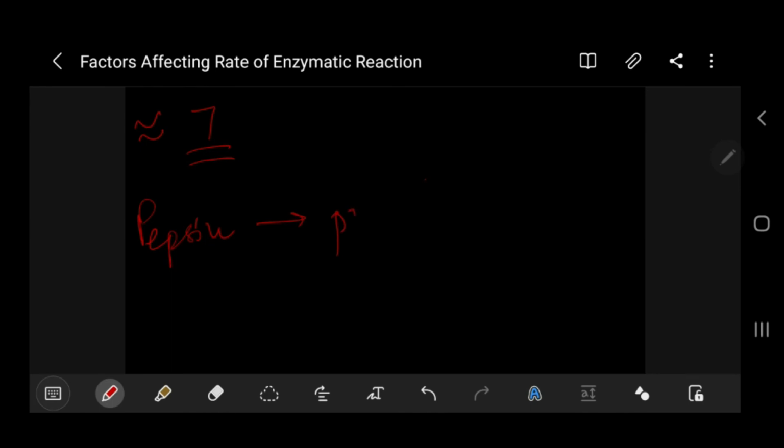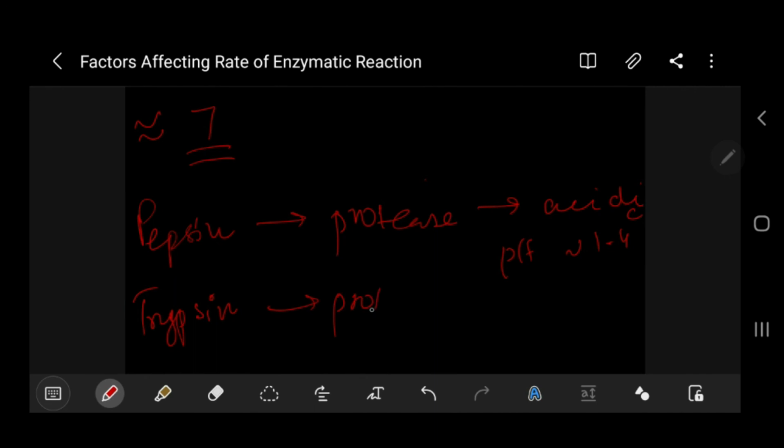That's a protease, and it works best at acidic pH of around 1.4. Whereas we have another enzyme, trypsin, similar sounding names, right? Trypsin is also a protease. However, it works best at pH of 8. So we have much variations in different enzymes, and that's just in the human body that we talked about.